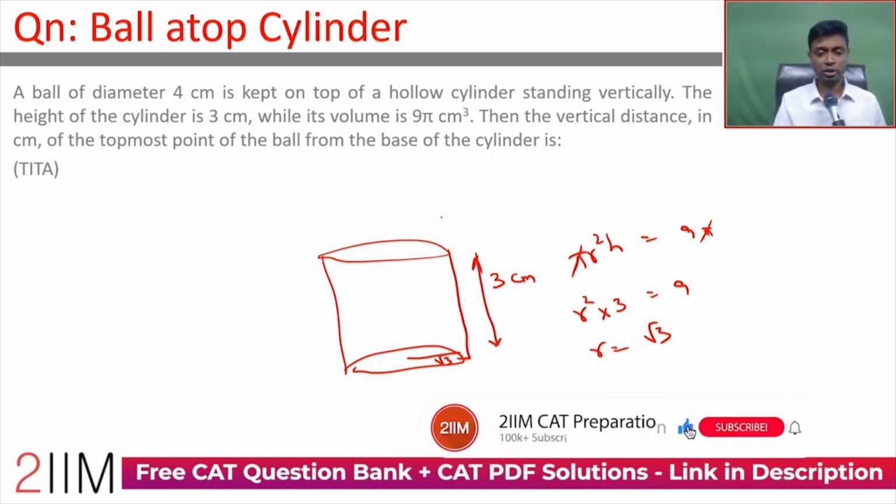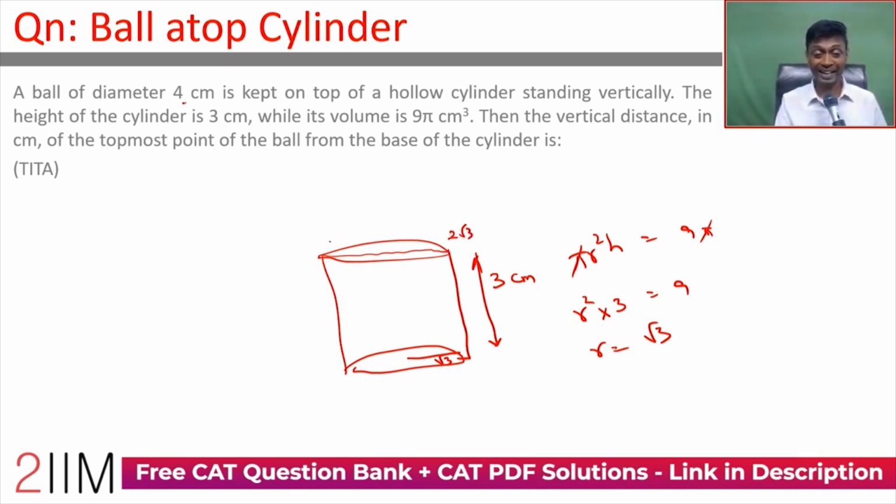That's a wonderful question. So the diameter here is 2 root 3. So when you place a ball of diameter 4 centimeters, 2 root 3 is 3.4. So this ball is not going to go through this and fall in. It's not going to be held at its peak here, but it's going to be something like this, right, with the center being somewhere here.